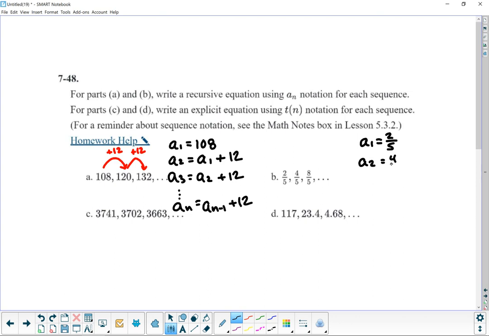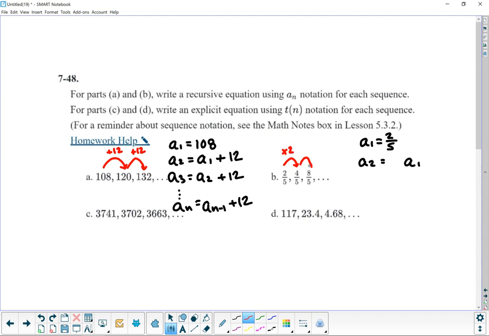A2 equals 4/5. Oops, sorry, I don't want to write that. I want to write the formula, right? So A2 is going to be A1, the one before A2, so A1 times 4. And basically, we've got to figure out what's going on here. So I'm actually going to write A1, but what's going on? It looks like from one to the next, I'm just multiplying it by 2.